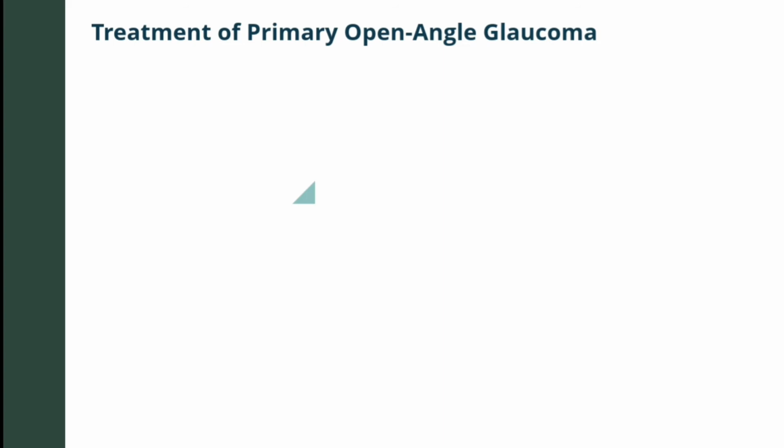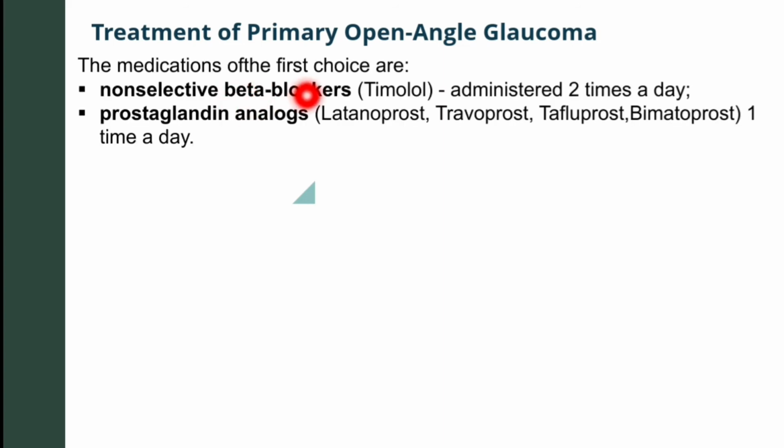The first choice medications include the non-selective beta blockers like timolol, which is administered 2 times a day. The other first choice is prostaglandin analogs, for example, latanoprost, travoprost, tafloprost, bimatoprost. This is given once a day. In case of the lack of effectiveness of this therapy, we go to the second choice.